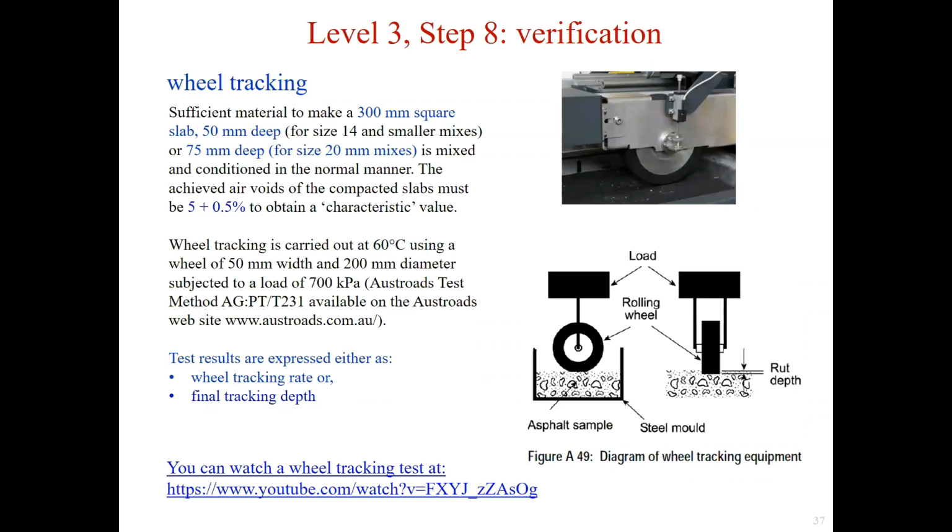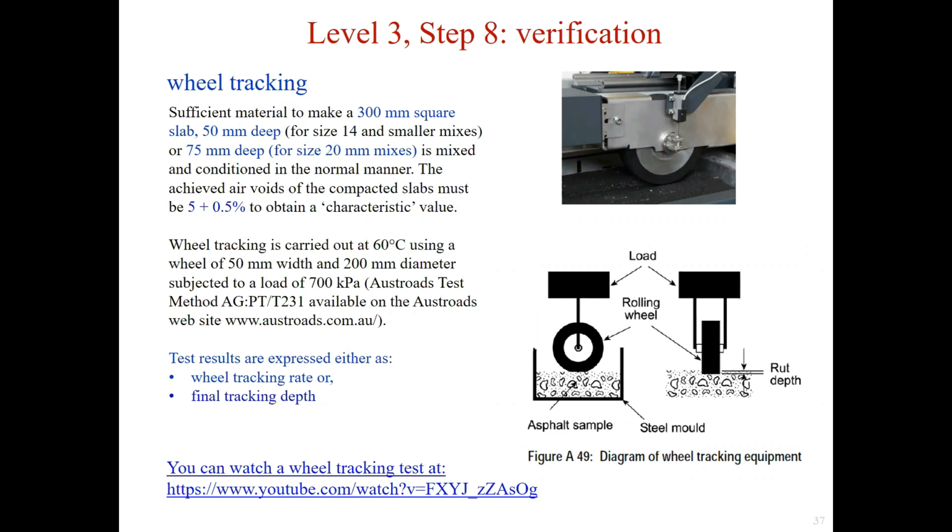The wheel tracking test is where the asphalt slab is repeatedly traversed by a loaded wheel to correlate to road performance, as shown here. It is used to measure the deformation resistance and is widely accepted in a number of countries. For wheel tracking, normally a 300 millimeter square slab, 50 millimeter or 75 millimeter deep, is made from the asphalt mix. The corresponding air voids of the slabs must be 5 plus or minus 0.5% to get a characteristic value.